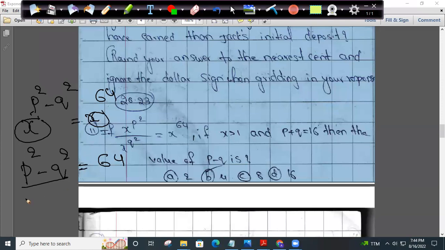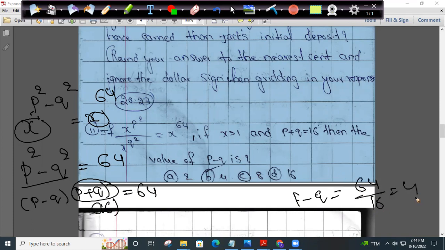What is p square minus q square? It is (p minus q) into (p plus q), which is equivalent to 64. P plus q is 16. So p minus q is 64 by 16, which is 4. So 4 should be my answer. Yes, 4 should be my perfect answer.